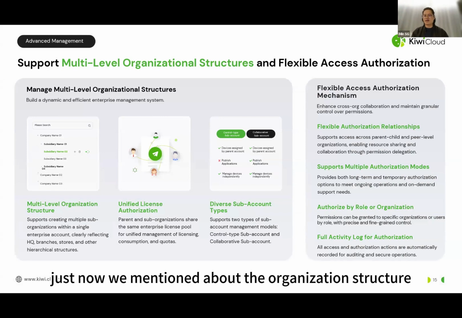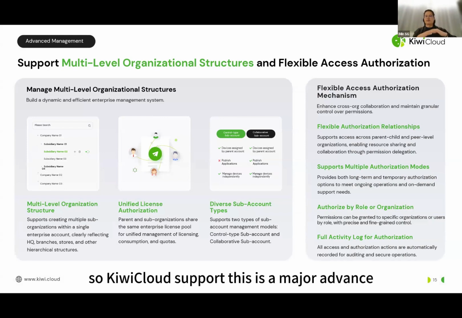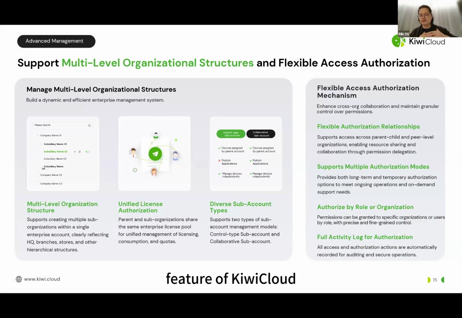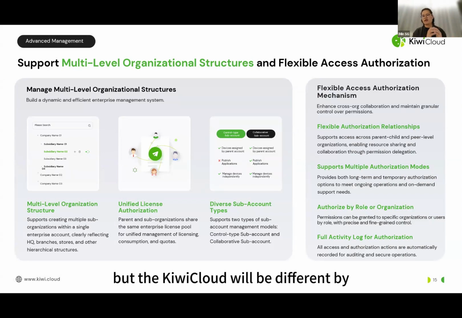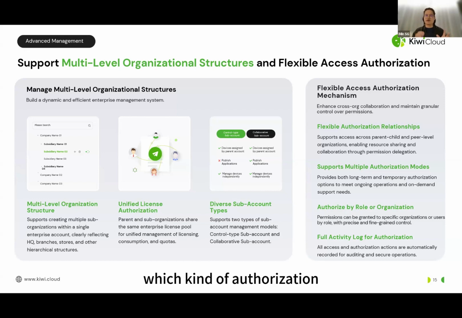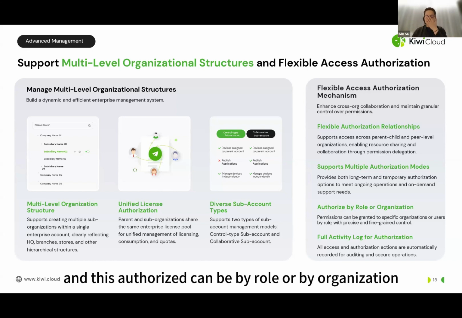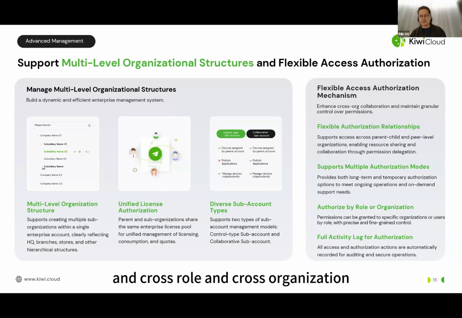So just now we mentioned the organization structure. KiwiCloud supports this, and it is a major advanced feature of KiwiCloud. Although IMINKit also does something similar, KiwiCloud is different by giving a very flexible way of selecting which kind of authorization we want to grant to the sub account, and it also supports multiple account authorization paths, be it the feature and also the data. And this authorization can be by role or by organization, and cross role and cross organization.